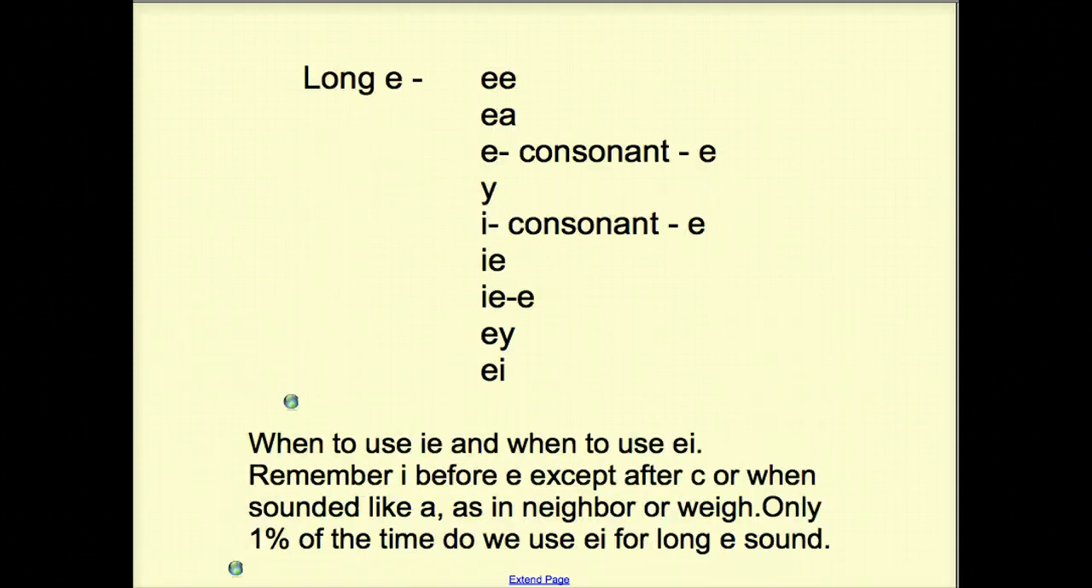All right, and let's take a look at some of our long E spellings. EE, I think we came up with that one. EA, E consonant silent E. Oh, I don't think we came up with this one. Y by itself as a spelling for long E, like in the word happy. Okay, what letter is making the long E sound in the word happy? Well, of course, it's just the Y.